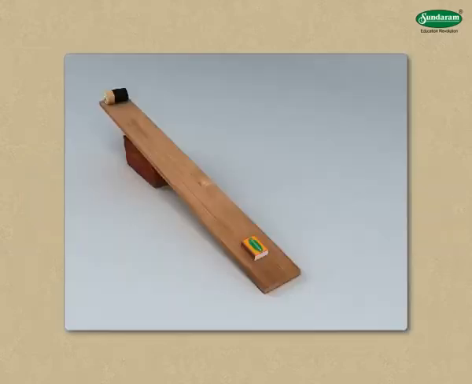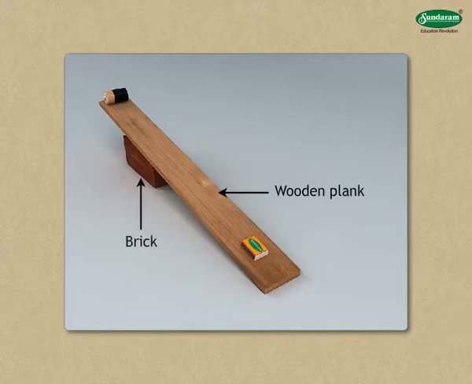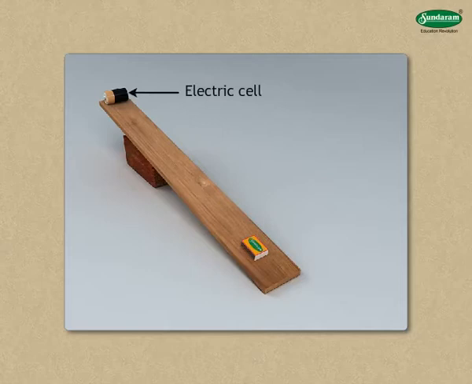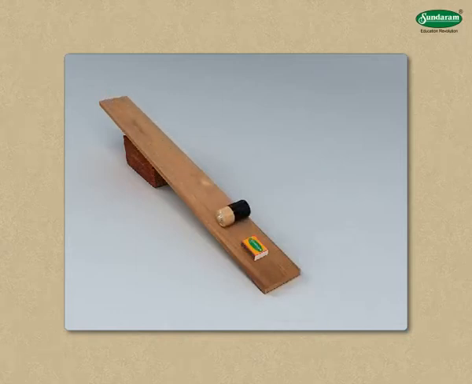Try this. Take a wooden plank. Place it on a brick as shown in the figure to make an inclined plane. Place a matchbox on the plank. Put a spent electric cell near the top of the plank. The cell will roll down. When it hits the matchbox, it will push the matchbox and both will fall down.